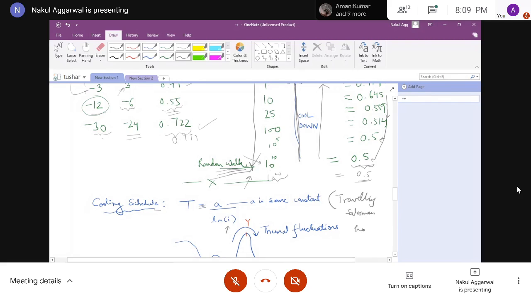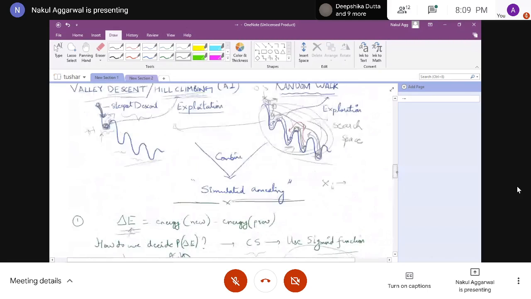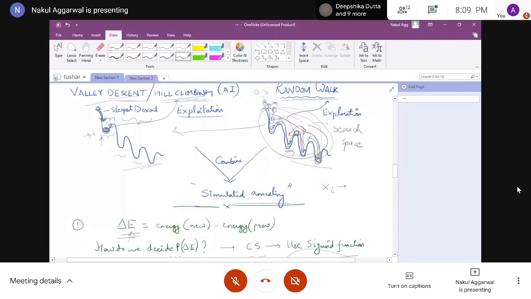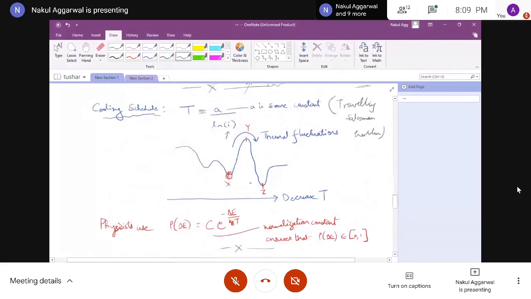Traveling salesman problem. So now I want to discuss the problem where I mentioned that random walk helps us go everywhere, and as we decrease the temperature, steepest descent will take over, and then we will end up in one of the minima. But is that minima the global minima? So just look at this energy landscape.